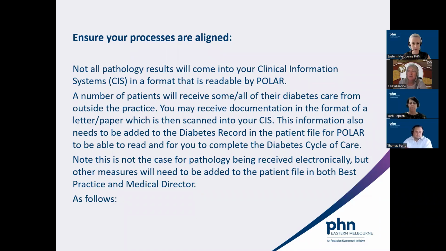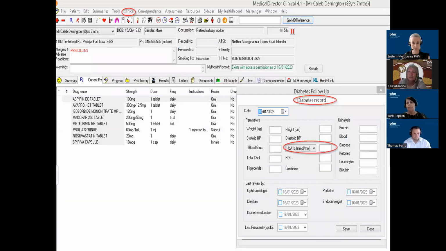But as POLAR is not able to read scanned documents, if patients are seeing third-party providers and the information is received as a letter or document, you will need to add the information into the diabetes record in the patient's file. It's a good idea, once you've scanned the documents into your clinical information system, to keep them and give them to the appropriate clinician to add all the measures into the diabetes record at a later stage. Please note all these screenshots that we're using today are dummy data only.